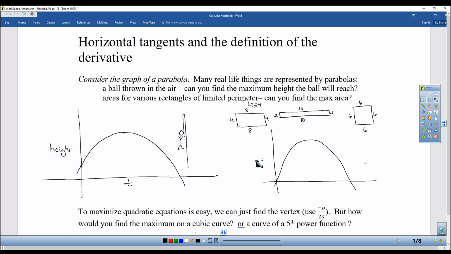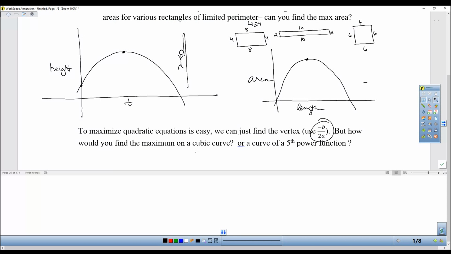And somebody might want to say, well, if this is the area and this is the length, if you know the length, you can figure out the width. And this is the length, you want to know what is the maximum area. How should you take what limited perimeter you have, maybe it's fencing or something, and maximize the area? Well, we've done these kinds of problems, and it's always been really easy. We've used negative b over 2a. The question is, what if you're studying something that is fifth power or fourth power or just something completely different? And this is where calculus is going to come in.